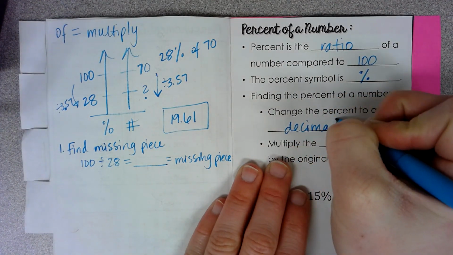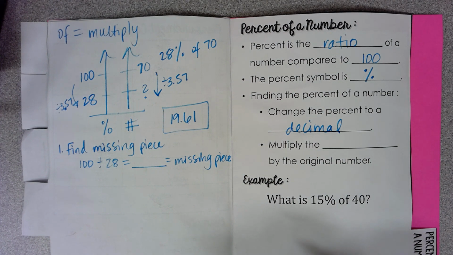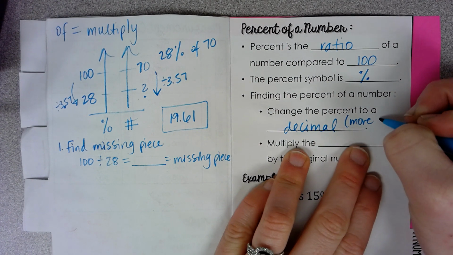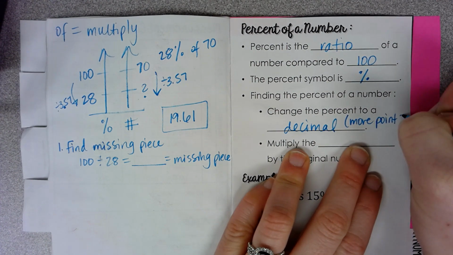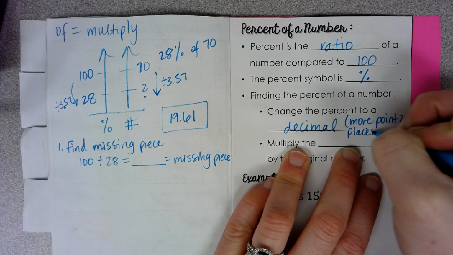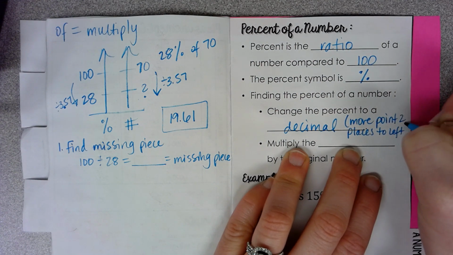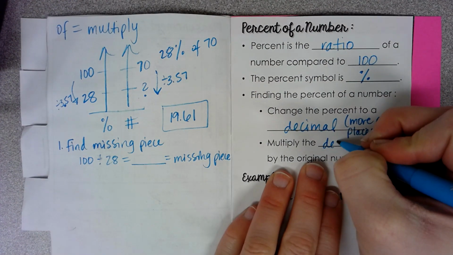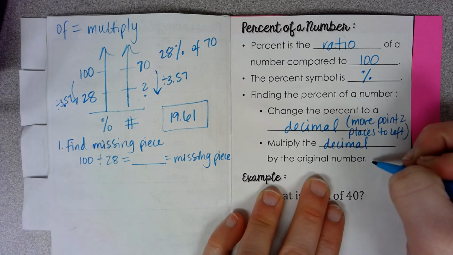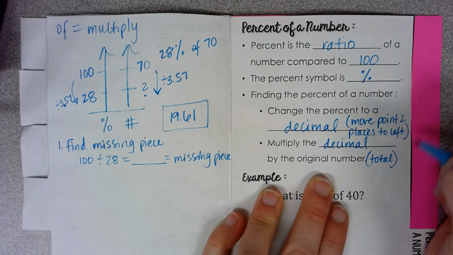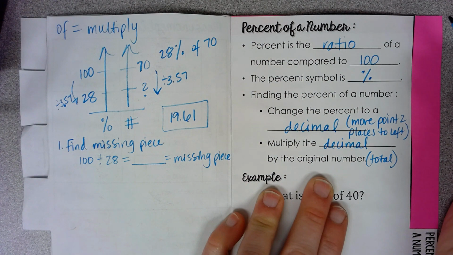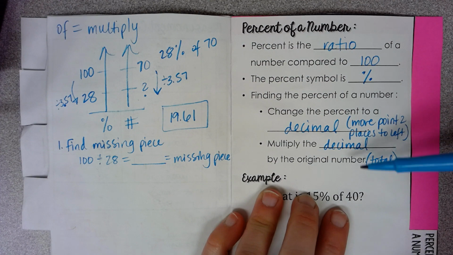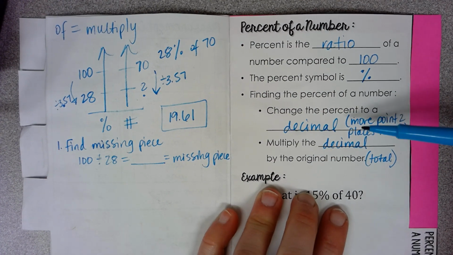Now remember, when we go from percent to decimal, we move our decimal point 2 places to the left. Then we're going to multiply the decimal by the original number or the total, which in this problem up here would be 70. Now, when we are finding the percent of a number, the quicker, easier way with a calculator would be to change the percent to a decimal and multiply by the original number.